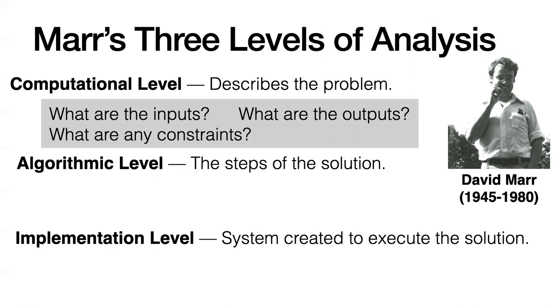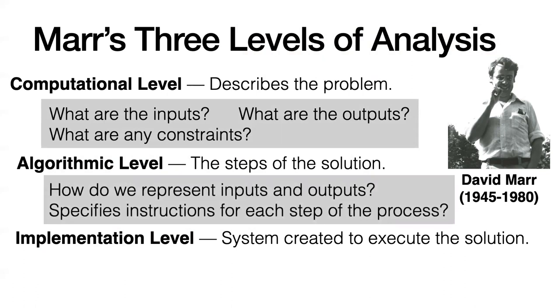Oftentimes if you ever hear the term probabilistic graphical model, or you see some neural network that's abstracted, that really is sort of a computational level description. Once you have the computational level description of your problem, then you can think about things at the algorithmic level. These are the particular steps of a solution to the problem. That starts to get to how you are going to represent your solution. How do you represent your inputs and your outputs? And then how do you represent all the intermediate steps, all the transforms on your data step by step to transform your inputs into your outputs? Really, this becomes the recipe for how you solve the problem.